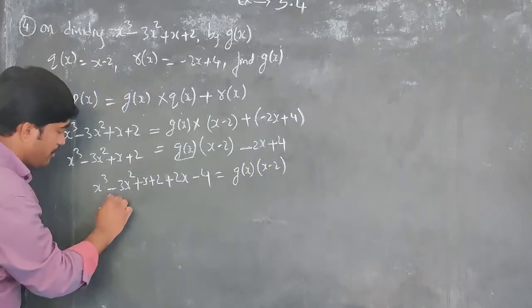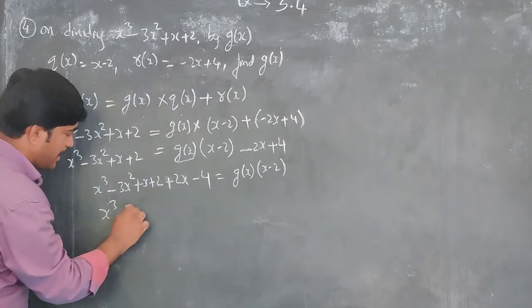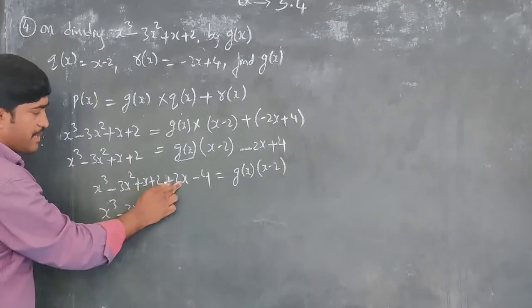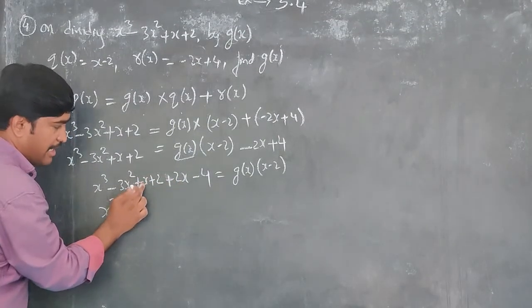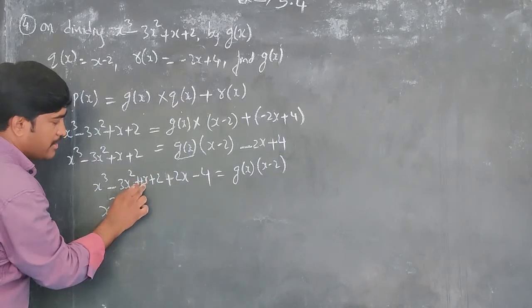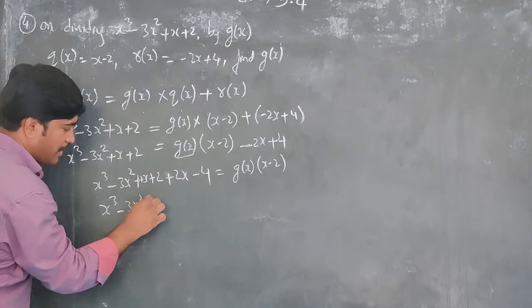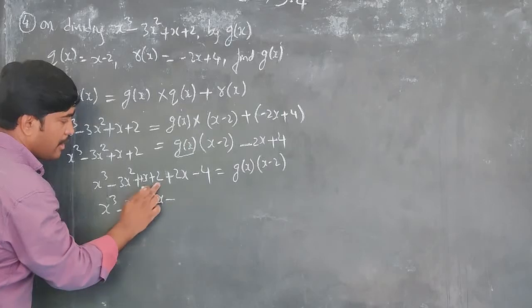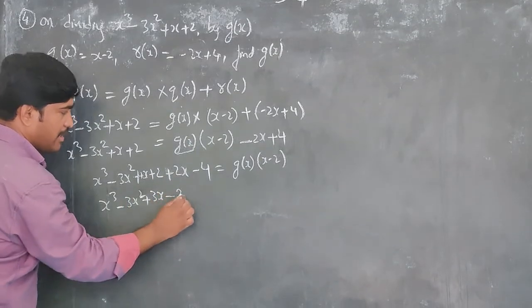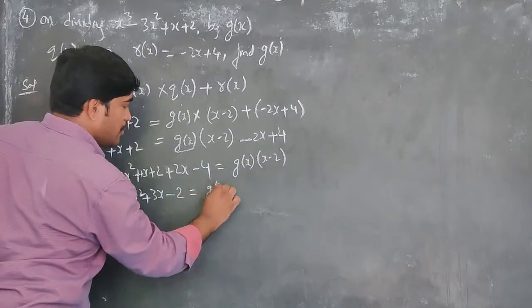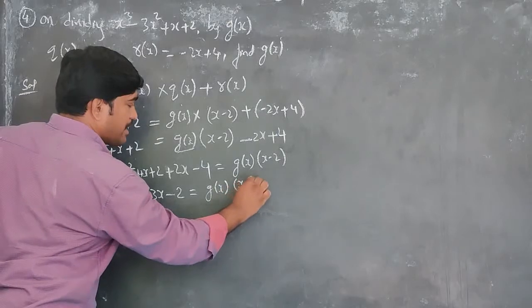Now x cube minus 3x square. Now here 2x plus 1x, add the terms having the same coefficient x. So 2 plus 1, 3x. Now plus 2 minus 4, minus 2, is equal to g of x into x minus 2.